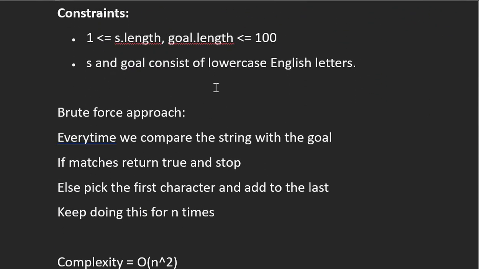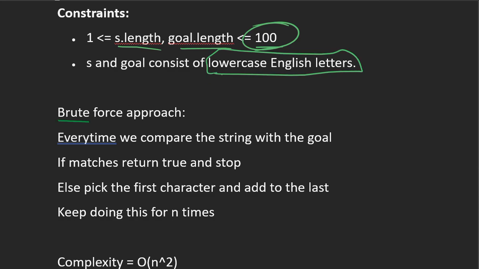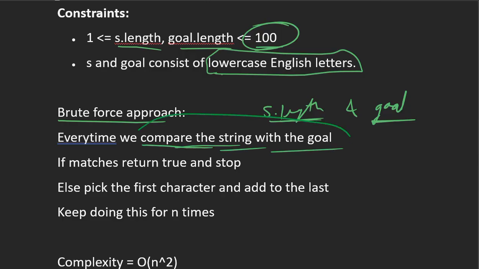So let's see the constraints. Both the string length and the goal length are up to 100, and both consist of lowercase English letters only, right? So we'll be starting with the brute force approach. First of all we'll check whether the string length and goal length are equal or not. If they are not equal, then we directly return false. Else every time we compare the string with the goal, and if it matches, then we return true and stop at that point.